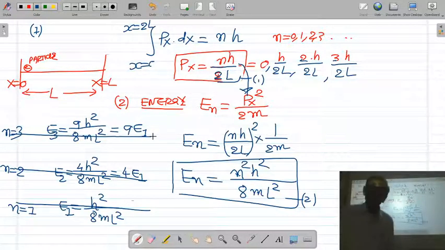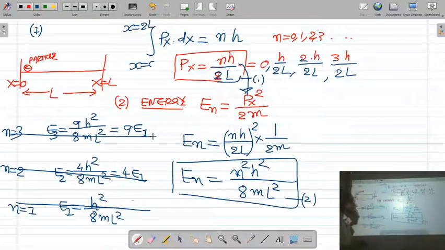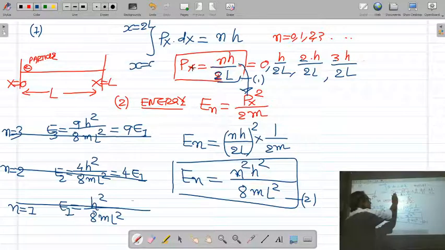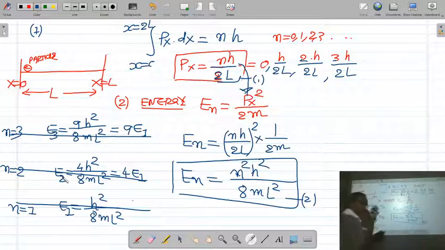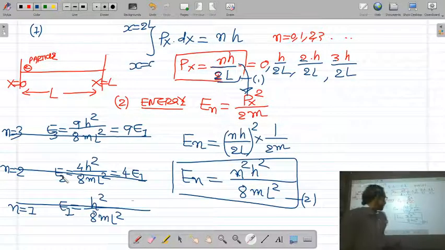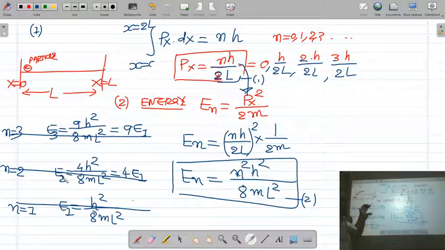So according to quantum mechanics, the particle cannot have any value of momentum or any value of energy. The particle has discrete values of momentum and discrete values of energy. And that is why we get discrete energy levels of the particle 1, 2 and 3. In level 1 the energy is E1, level 2 is E2, level 3 is E3. So quantum mechanics substitutes a discrete energy level diagram for the particle.